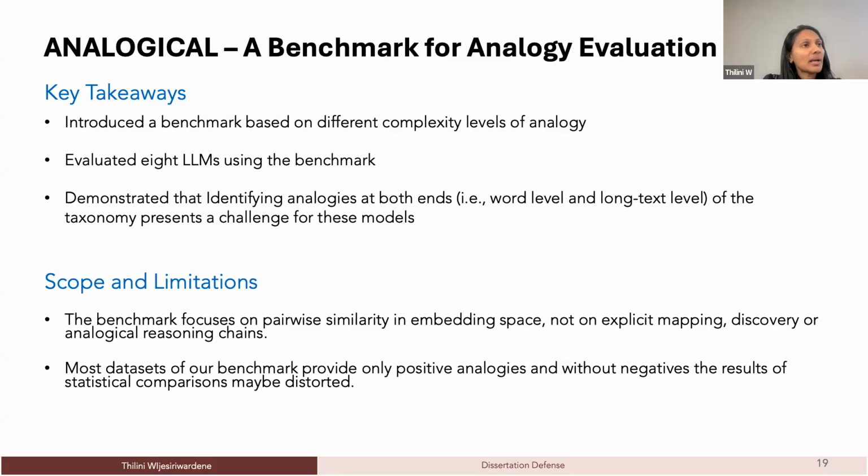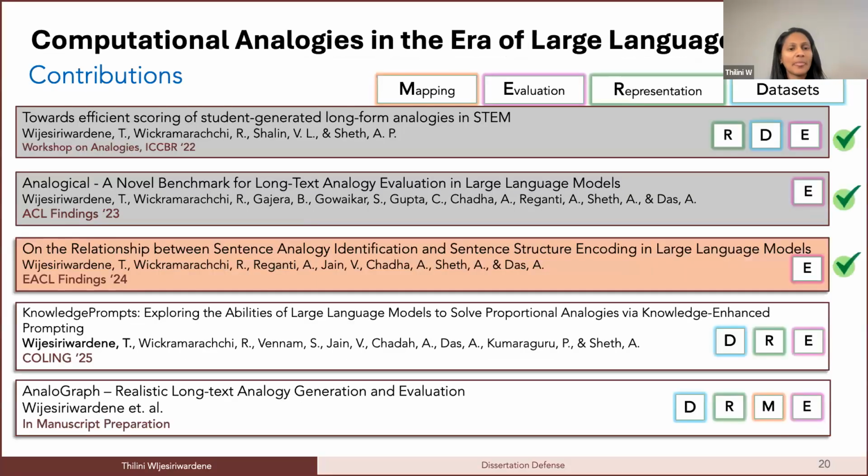We are looking at just pairwise embeddings in an embedding space. And as you saw, most of the data sets provide only positive analogies. There's one data set for negatives. But without negatives in certain cases, statistical comparisons may be distorted, specifically if you're using correlation analysis and all that. So moving on from this work.